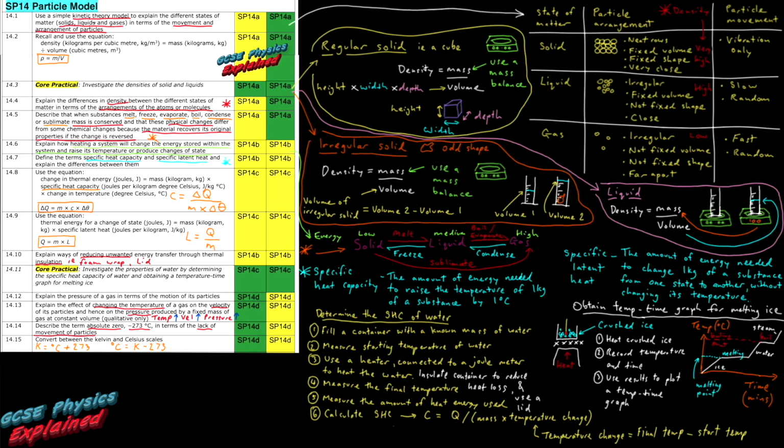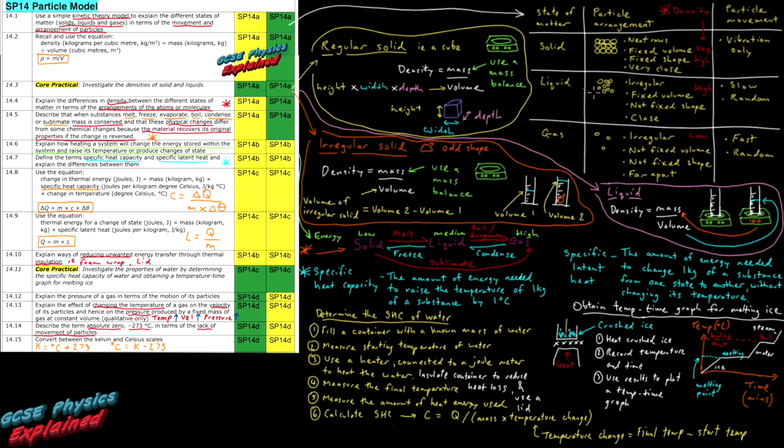Use a simple kinetic theory model to explain the different states of matter. So remember, that's solids, liquids and gases, in terms of the movement and arrangement of particles. So here's your 3 states of matter: solid, liquid and gas. Now your particle arrangement, you say that the solid is in nice neat rows, you get fixed volume, fixed shape, and the particles are very close together. As a result, the density will be very high. And how do the particles move? Well, by vibration only, because they're bonded together.